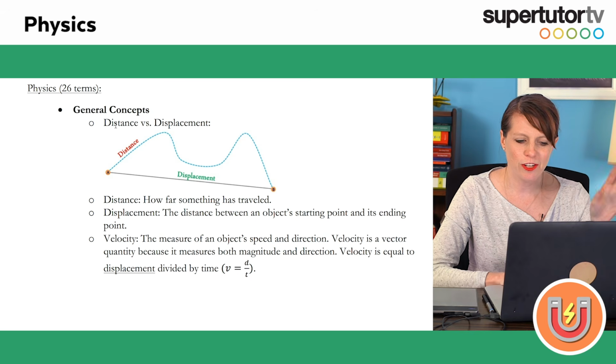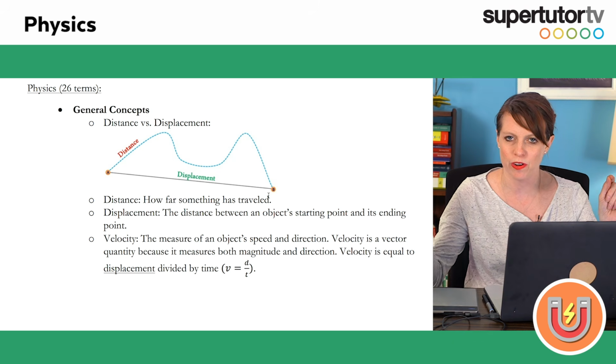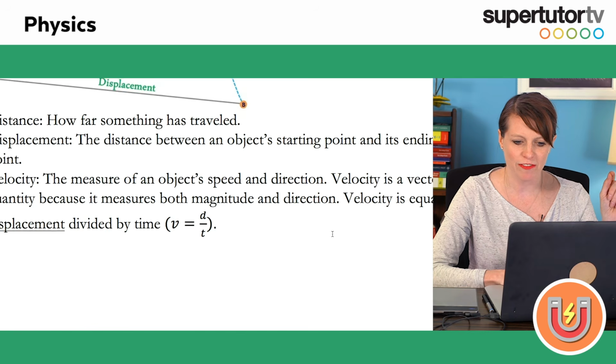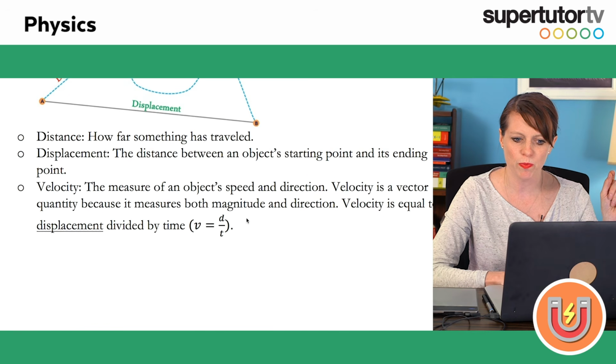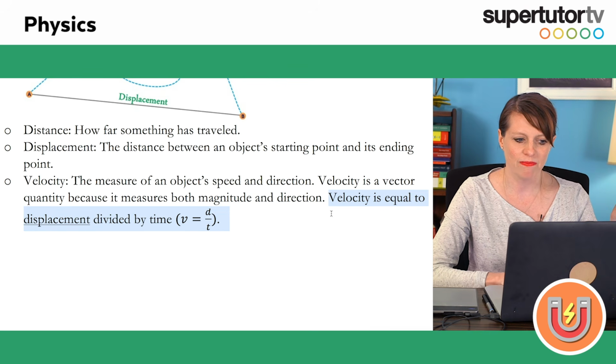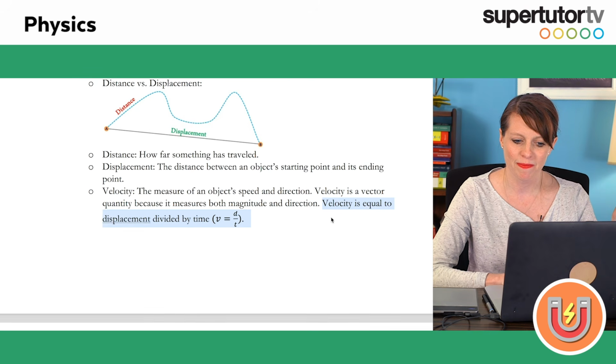Distance and displacement, two different concepts. Distance is what you travel. Displacement is your straight line shortest distance from where you started and where you end up. Velocity is the measure of an object's speed and direction. Velocity is a vector quantity because it measures both a magnitude and a direction. Remember, vectors have magnitude and direction. Velocity is equal to displacement divided by time.